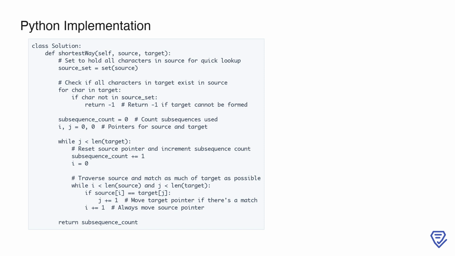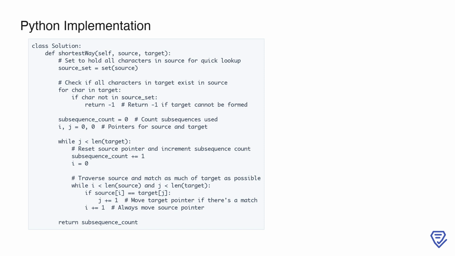This Python solution for the LeetCode problem number 1055, Shortest Way to Form String, determines the minimum number of subsequences needed to form the target string from the source string. First, a set is created from the source string for constant time character lookups. Then, the algorithm verifies that all characters in the target string exist in the source string. If any character is missing, it immediately returns -1.